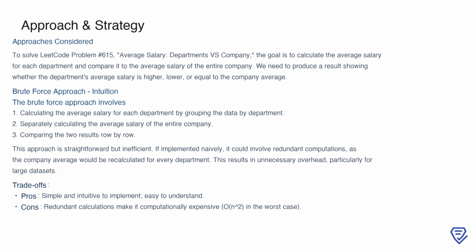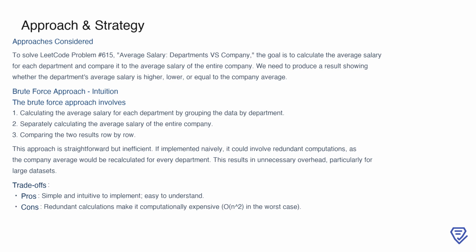To solve the problem of comparing department average salaries to the company-wide average, we'll start by exploring potential approaches. The brute force method is the most direct and intuitive. It involves calculating the average salary for each department by grouping employee data by department. Separately, we calculate the overall average salary for the entire company. Once we have these 2 sets of averages, we can perform a row-by-row comparison to determine whether each department's average is higher, lower, or equal to the company average.